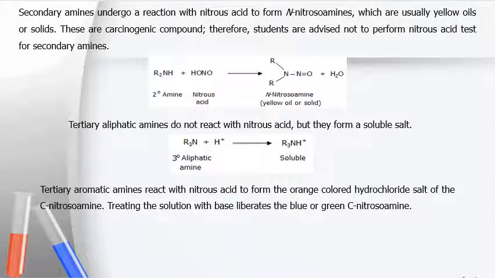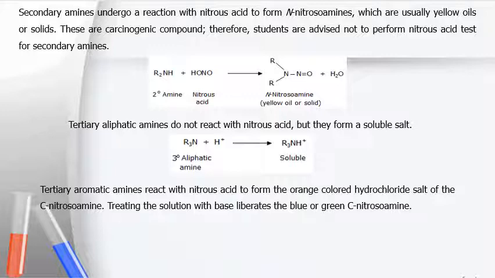Secondary amines undergo a reaction with nitrous acid to form N-nitrosyl amines, which are usually yellow oils or solids. So it could be yellow oil or solid depending on the molecule that we are dealing with. Let's take this example: we have dimethylamine with nitrous acid. It gives us this molecule, a nitrosamine, with a water molecule. As we just said, it could be oil or solid.